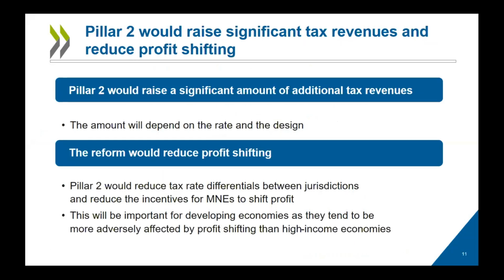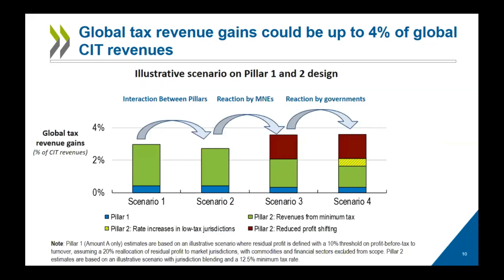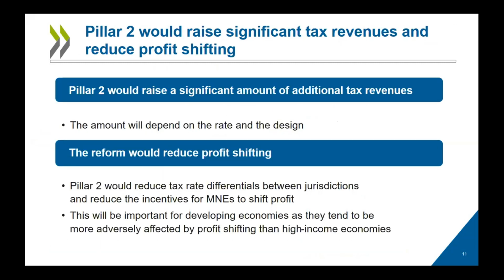Now, we see that Pillar 2 would potentially raise a significant amount of additional tax revenues. If you look back on that graph there, the combined effect of Pillar 1 and Pillar 2 approaching 4% of global CIT revenues, which puts it in the ballpark of around $100 billion US. Now, obviously, that amount ultimately will depend upon final decisions on design, on rates, on key parameters, and they remain ongoing issues. The principal scenario we've modelled has been a jurisdictional blending scenario with a 12.5% minimum tax.